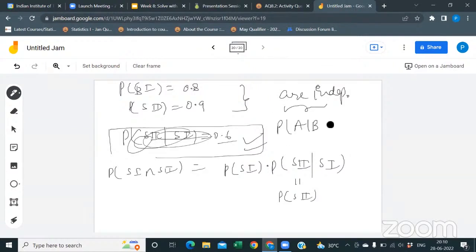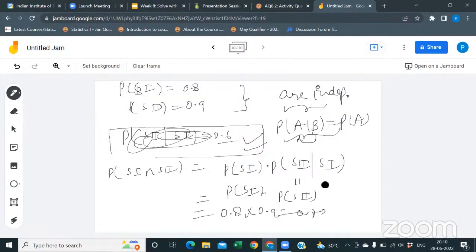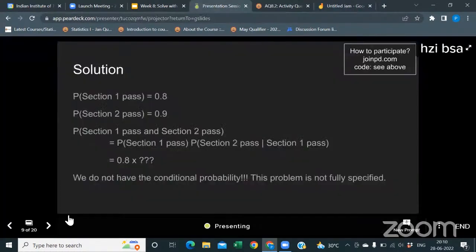Because probability of A given B is equal to probability of A when A and B are independent. Happening or non-happening of B does not affect the happening of A. So if these are independent, then it will be probability of S1 into probability of S2, that is nothing but 0.8 into 0.9.